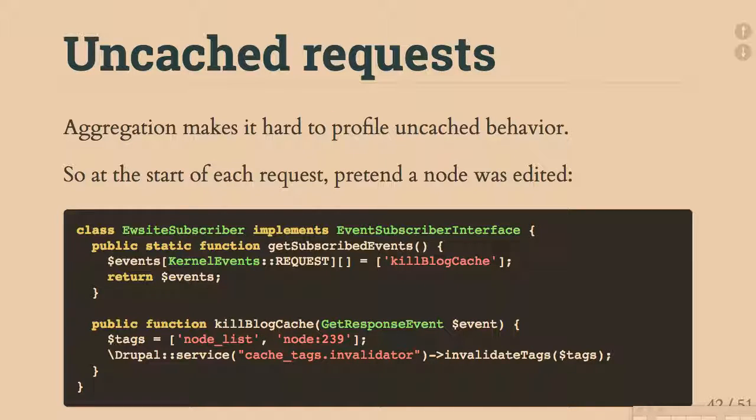So on our development site, not on our prod site, we can add a listener for the kernel events request hook, and we call it kill blog cache. All it does is it says, get me a random node and invalidate it. It's basically exactly what would happen if I went and edited it and hit save.